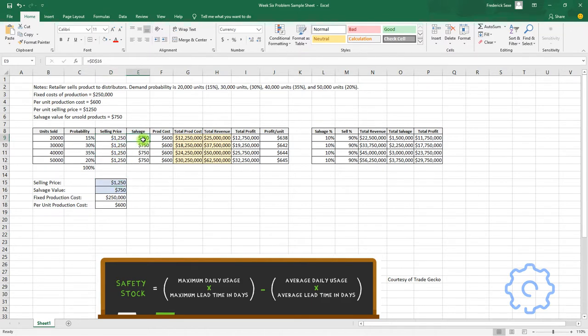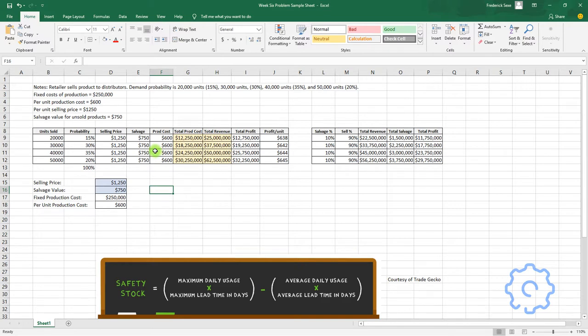For salvage, I have it linked to this cell here, and production cost, I have it set here. The fixed production cost, I don't have up here because this doesn't change. It's a fixed cost, so I'm not too worried about this. What this allows me to do is, if I want to change, let's say, salvage value to $900, it automatically changes all the numbers in your cells, so you don't have to worry about it. I'll set it back. So I'm going to put this back to 750 like it was before.